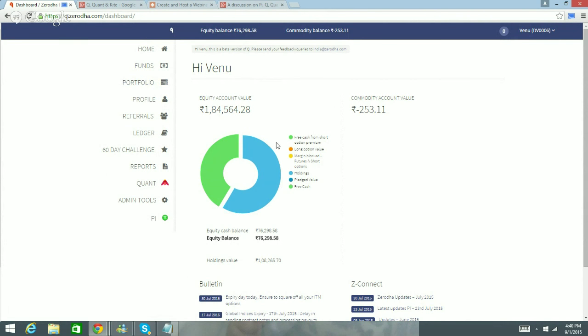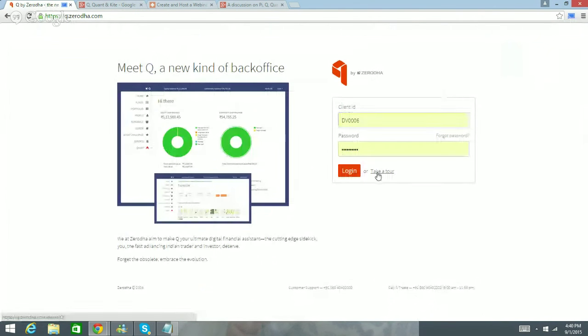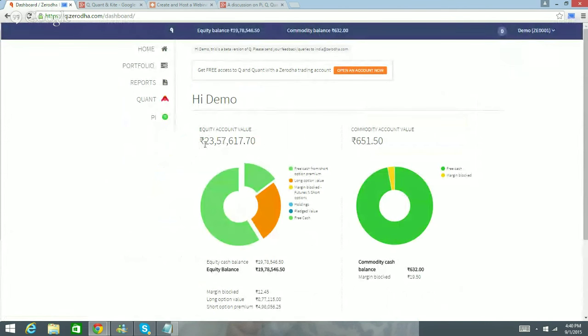Like I was telling you with the other account which I showed that time, your equity account value here is not really your cash account balance if someone has taken a short option position.